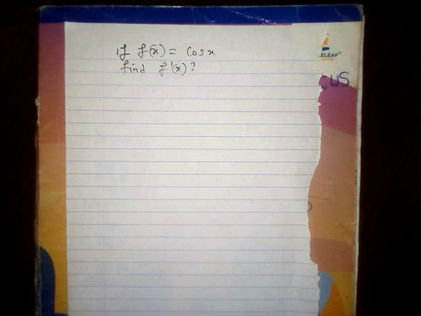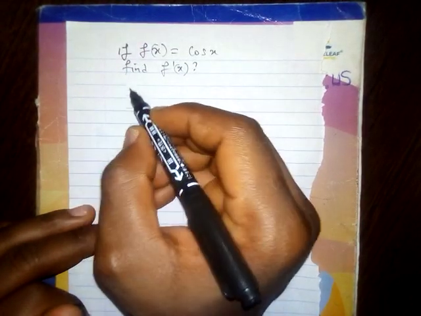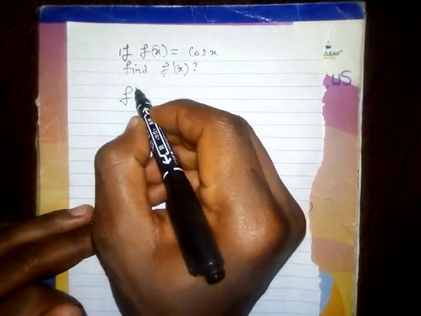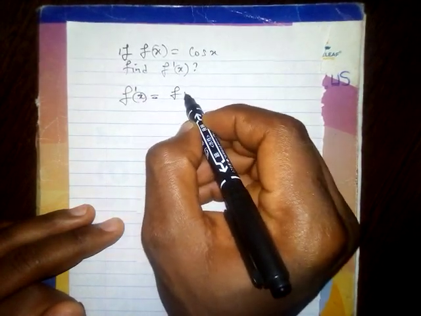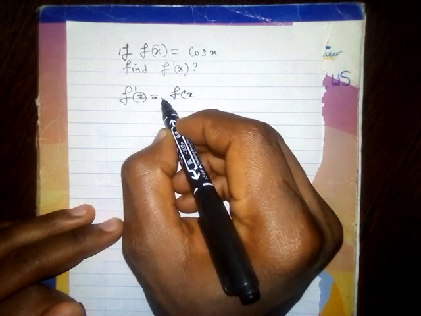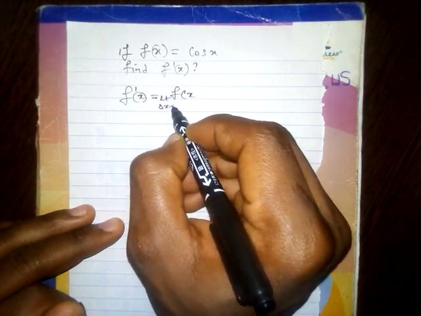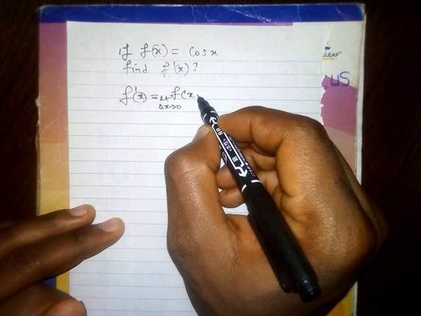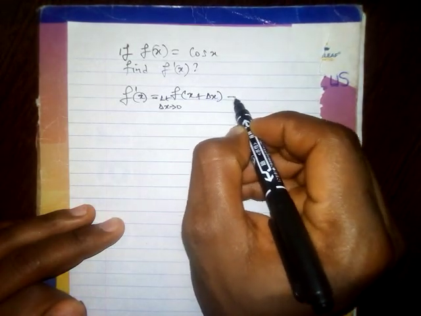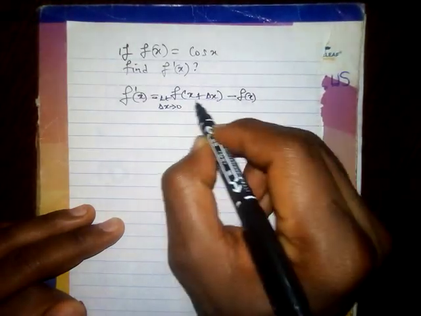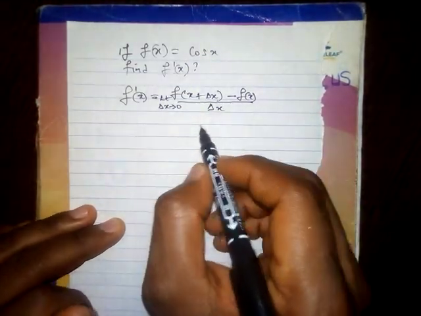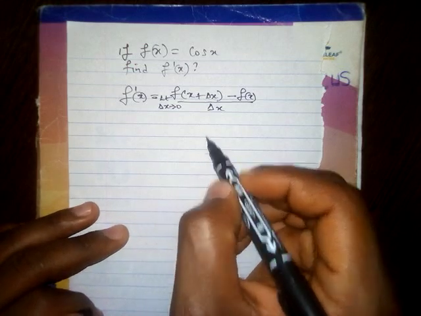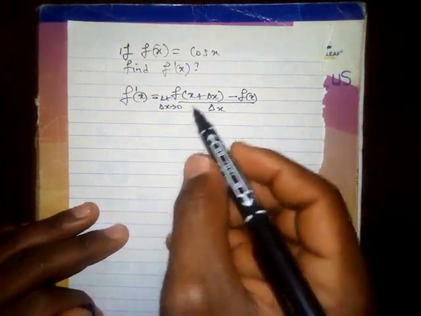In today's video we want to differentiate cos x. Now to start this we have to define what f prime of x will be. Using our definition, our f prime of x is the limit as change in x approaches 0 of f of x plus change in x minus f of x all over change in x. This is our definition of differentiation. That's the first principle. Now we want to differentiate cos x.